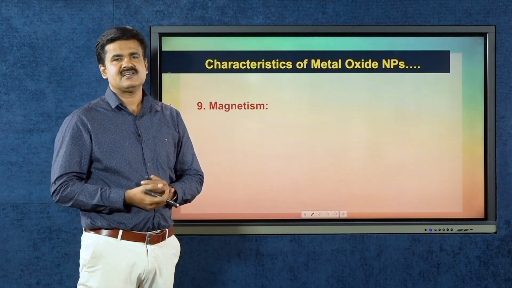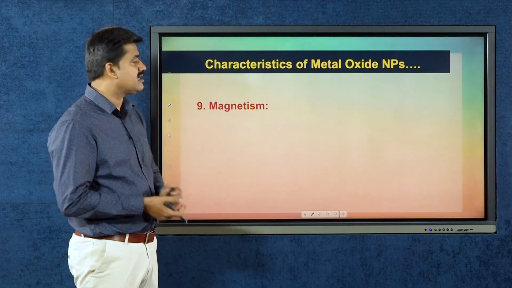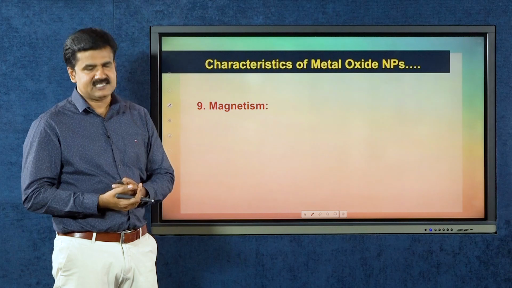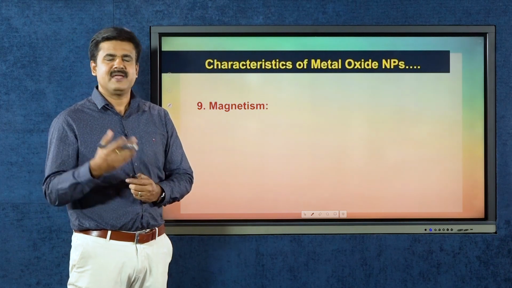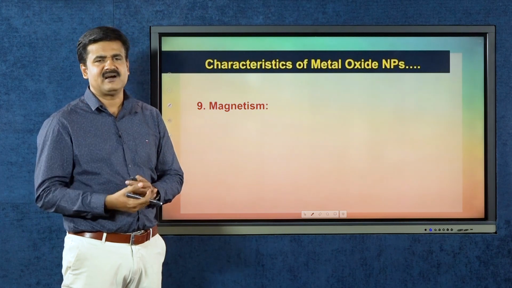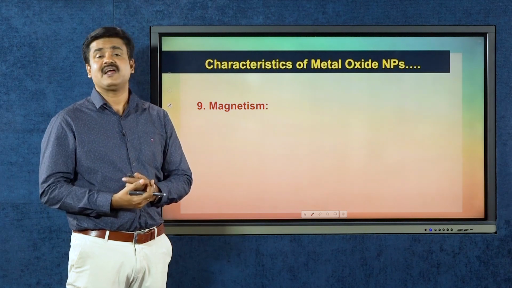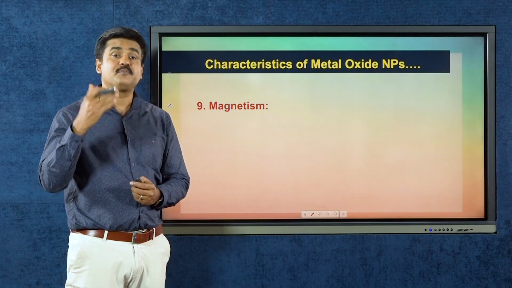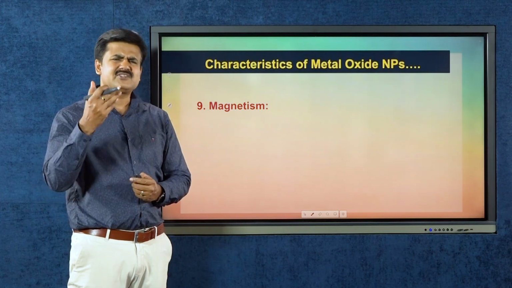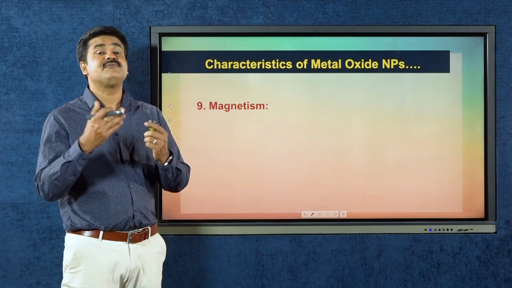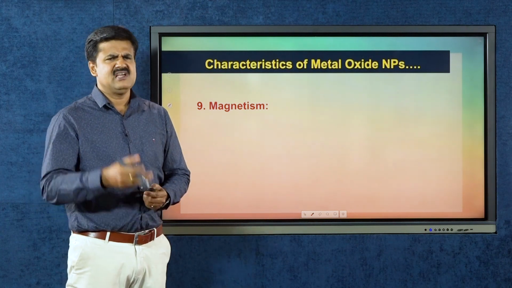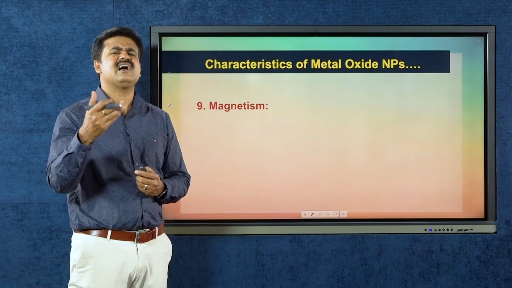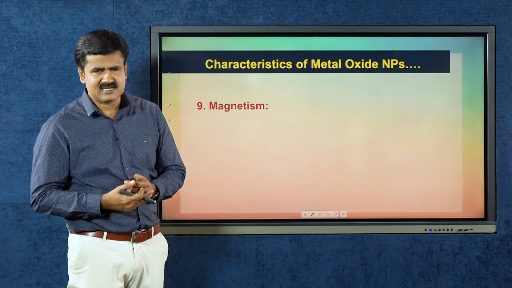Another characteristic feature associated with metal oxide nanoparticles is the property of magnetism. You know what are magnetic materials? Magnetic materials may be paramagnetic, diamagnetic, ferromagnetic, and in the case of iron oxide nanoparticles, there is a special characteristic feature that is nothing but superparamagnetism. So, metal oxide nanoparticles exhibit different kinds of magnetic behavior. Very few metal oxide nanoparticles are repelled by the magnetic field, and they are known as diamagnetic metal oxide nanoparticles.